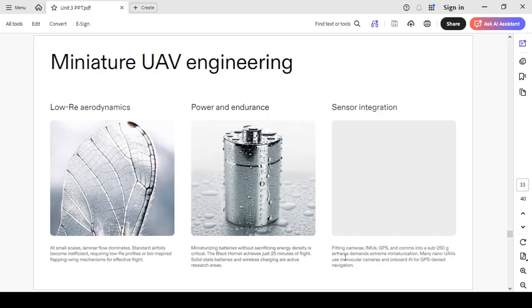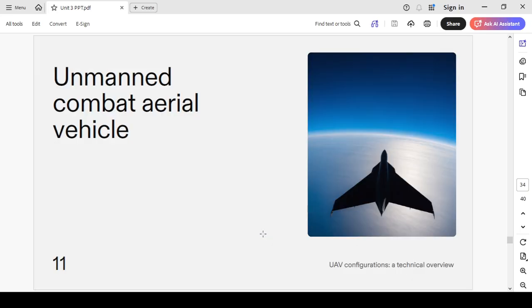This miniature UAV has low Reynolds or aerodynamic numbers. Power and endurance required are also very low. System or sensor integration plays a very important role, where you will be talking about IMUs and GPS. All this category of drones comes based on the weight parameter, which is just 250 grams. Okay, so now another case.